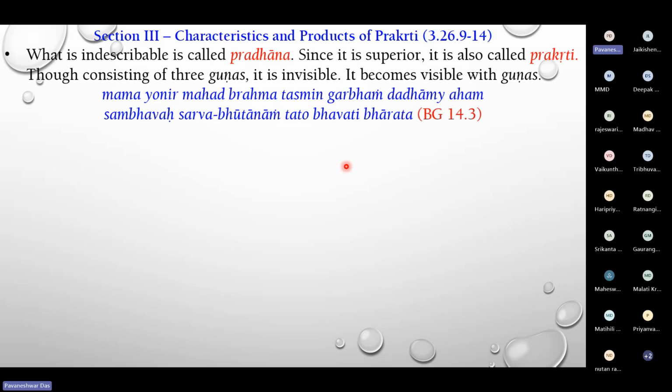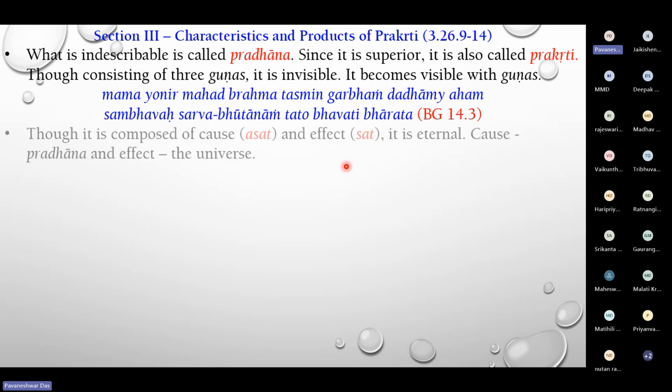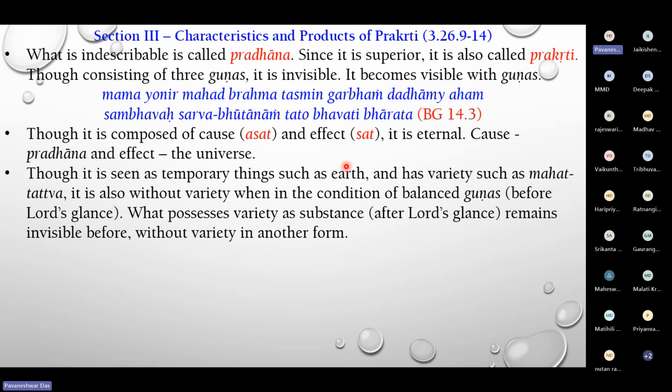Mama yonir mahat brahma tasmin garbham dadhamy aham sambhavah sarva-bhutanam tato bhavati bharata. Though it is composed of cause and effect, it is eternal. Cause is called Pradhana and the effect is the universe. Though it is seen as temporary things such as the earth, this object which is made up of earth element primarily can only stay for 5 years. After 5 years, it has to be broken apart and it will disintegrate and merge back into earth.